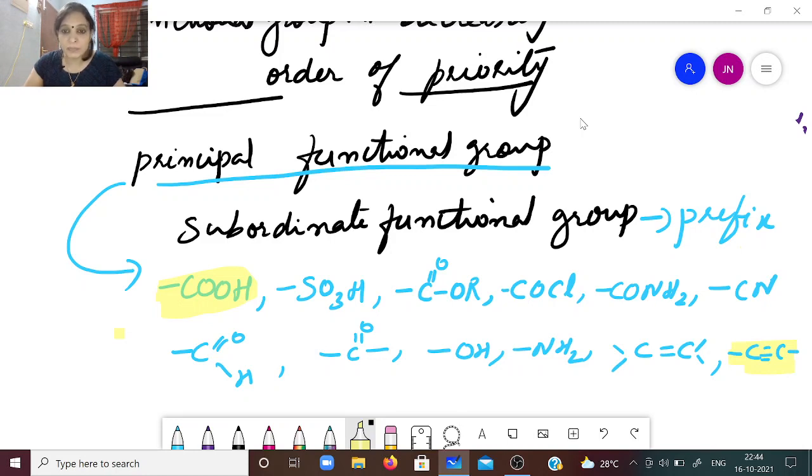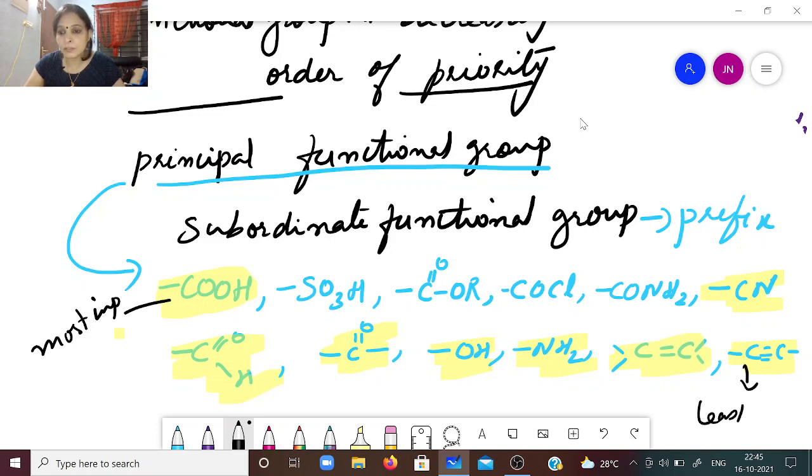Now, as of now, what you are supposed to study, I can tell. You are supposed to study all the functional groups, but as beginners, at least study these first, then you can go to the other ones. So this is the priority order in which you have to see that this is the most important, and this is the least important.